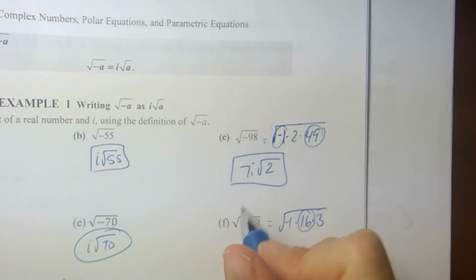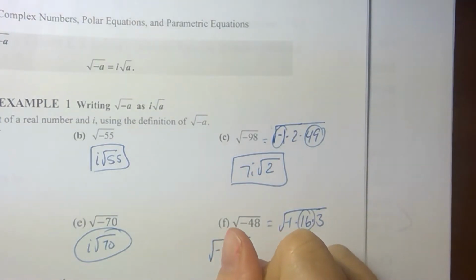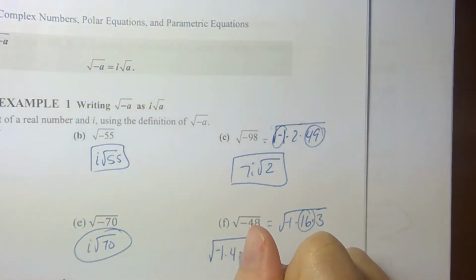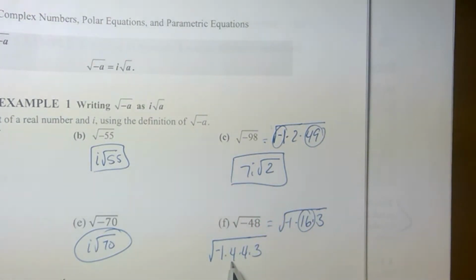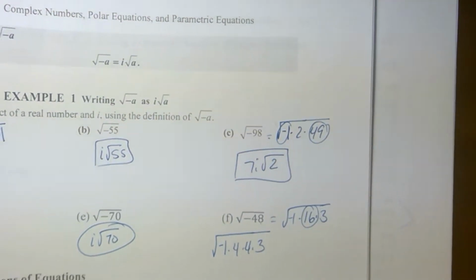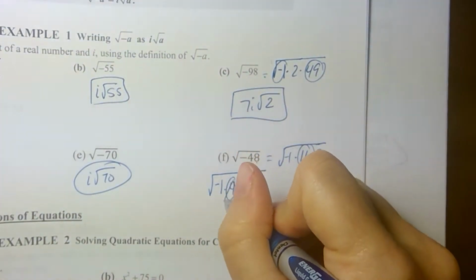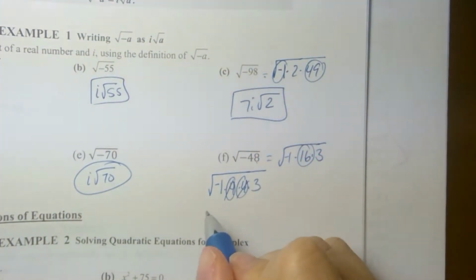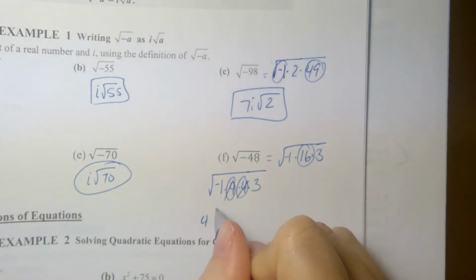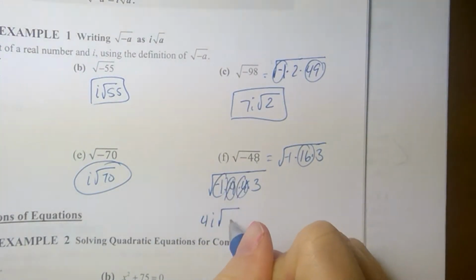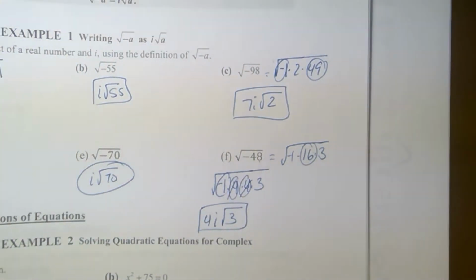What if, though, I didn't see that square root of 16? What if I just said negative 1 times 4 and then times 12, and I saw that 12 is 4 times 3. So 3 times 4 is 12, times 4 is 48. Well, square root of 4 is 2, square root of 4 is 2, and 2 times 2 is 4. Then that gives me my i, so I have 4i square root 3.